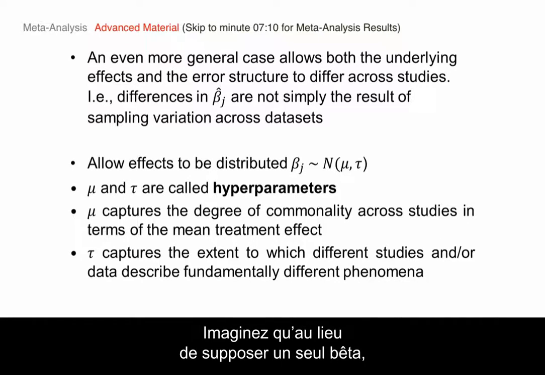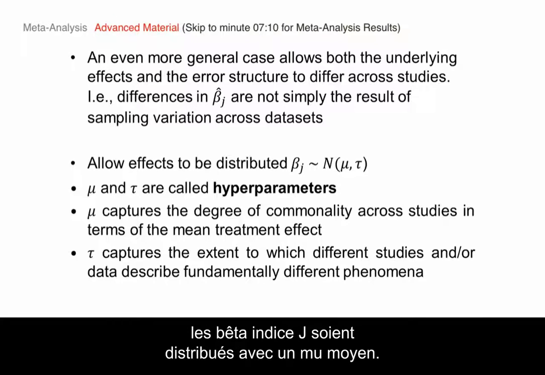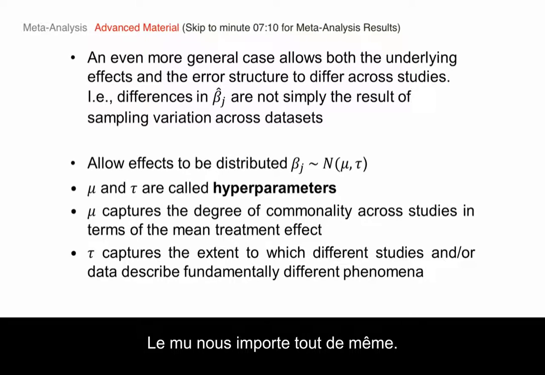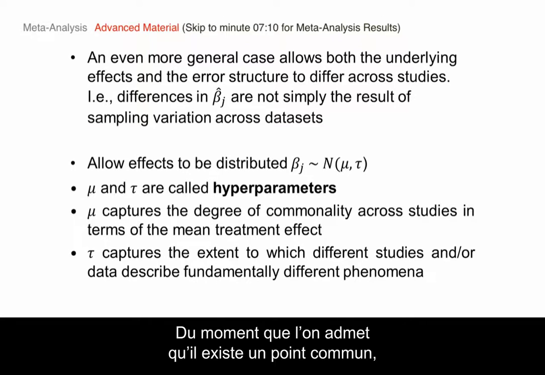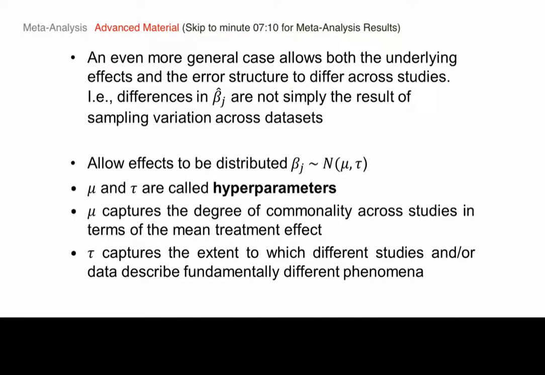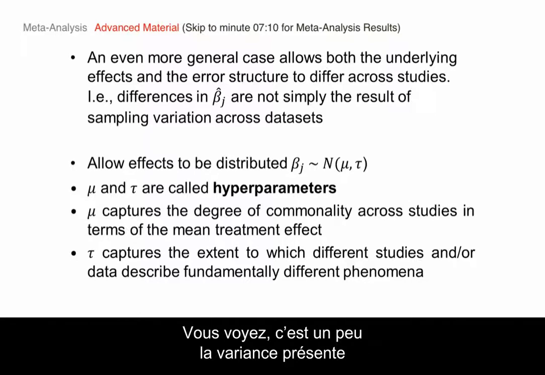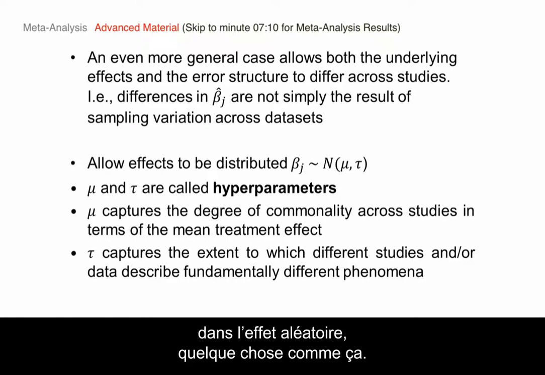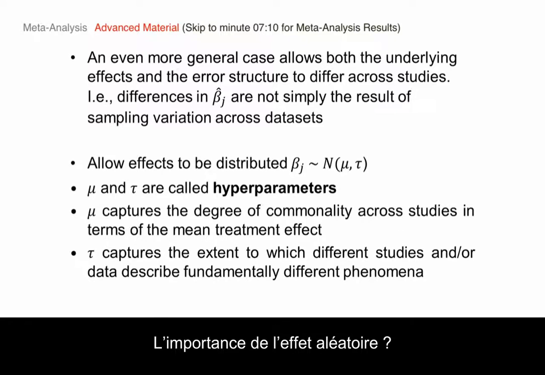So imagine that instead of assuming there's one beta, imagine the beta j's are distributed with some mean mu. We still care about mu. This is like the average effect. As long as we buy that there's some commonality here, mu is the average effect across these studies, even if they have some differences. And then tau is what governs the variability across the beta j's. So this is like, how much variance is there in your random effect? How meaningful is the random effect?